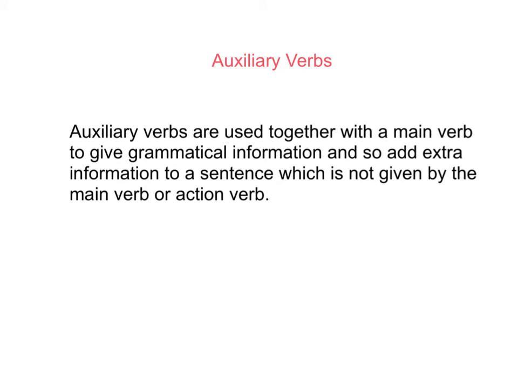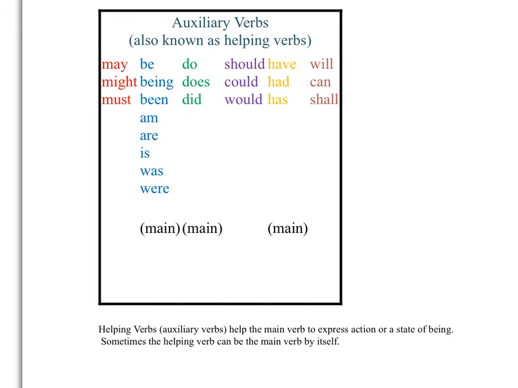Auxiliary verbs. Auxiliary verbs are what we call helping verbs, and they're used together with a main verb to give grammatical information and add extra information to a sentence, which is not given by the main verb or the action verb. Oftentimes, these verbs give us the tense of the sentence. For example, may and should and could tell us that that's the future tense. Was and were tell us that that's the past tense. So auxiliary verbs are very helpful in giving us the tense of the sentence.